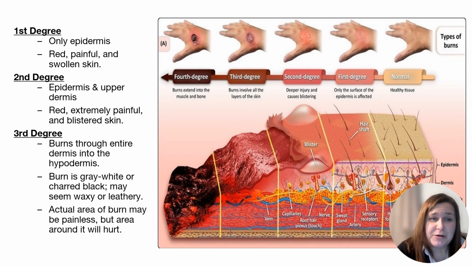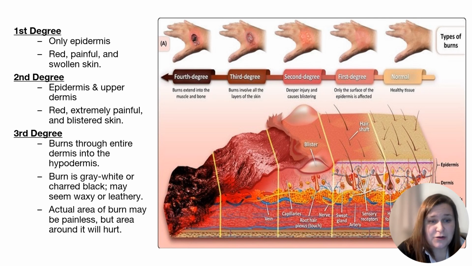So with first degree burns, that is going to result in only the epidermis being burned. It's going to be red, painful, and have pretty swollen skin. For second degree burns, this is going to include the epidermis and the upper dermal layer. This is going to be red, it's going to be extremely painful, and this is where we start to see blisters.